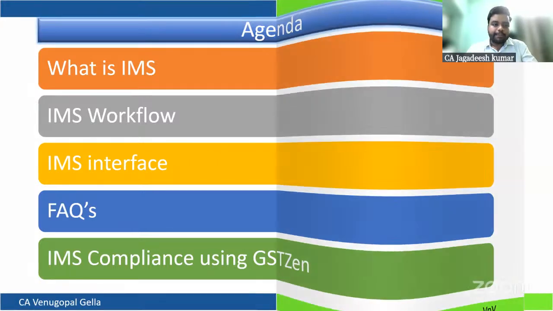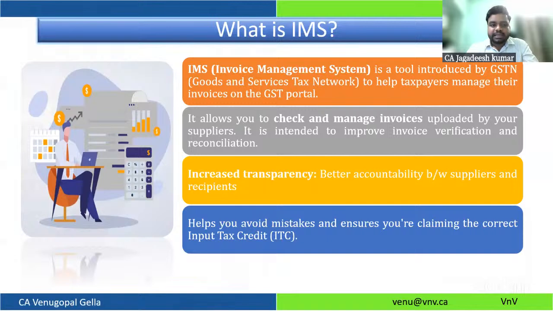So what is the IMS? IMS is the Invoice Management System. This is a facility given by the GSTN for the taxpayer to manage invoices on the GST portal. Many people think that this IMS is only to manage the inward supplies to avail the ITC. The answer is no. This is to manage both outward and inward supplies. It allows you to check and manage invoices uploaded by your suppliers. It is intended to improve invoice verification and reconciliation.